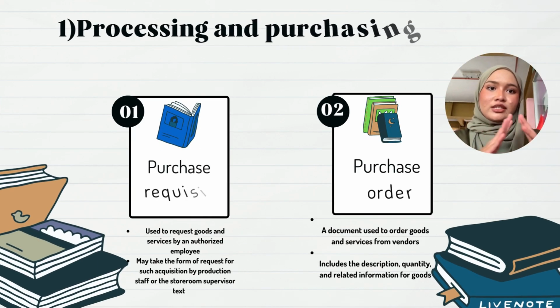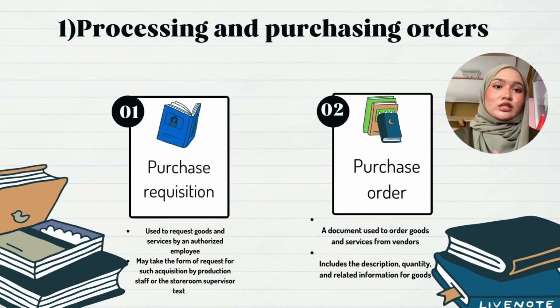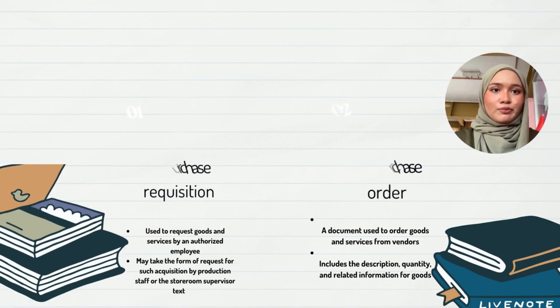Under processing purchase order, there are two related documents, which is the first one, purchase requisition. Purchase requisition is used to request goods and services by an authorized employee. It may take the form of request for such acquisition by production staff or the storeroom supervisor. The second one is purchase order. Purchase order is a document to order goods and services from vendors. It includes the description, quantity, and related information for goods and services the company intends to purchase.